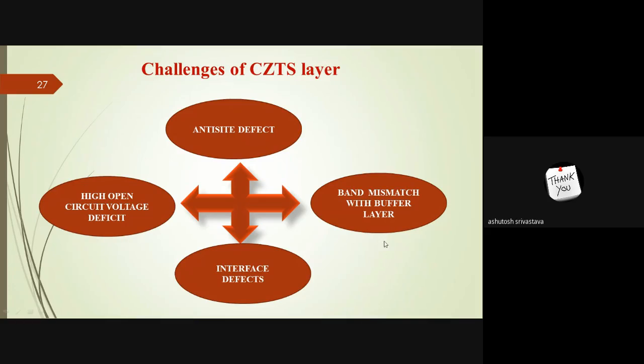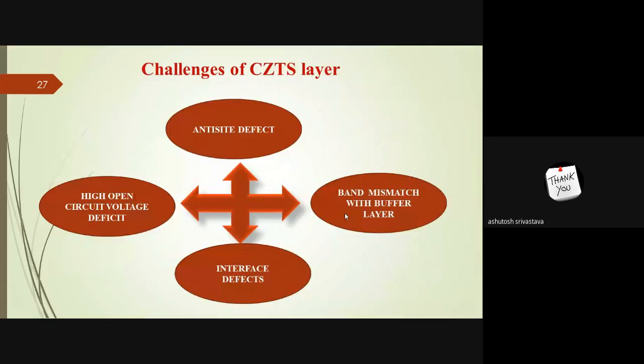And also there is the band mismatch with the buffer layer. If the band gap of the buffer layer is matched to the band gap of the absorber layer, then there will not be any losses of electrons and holes. So this is also a factor. And finally, there is the high open circuit voltage deficit, which is more or less an implication of this band mismatch.